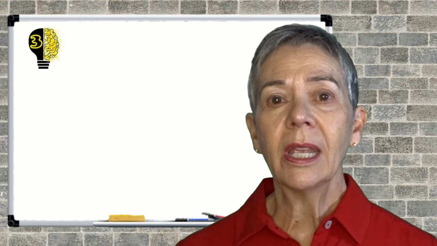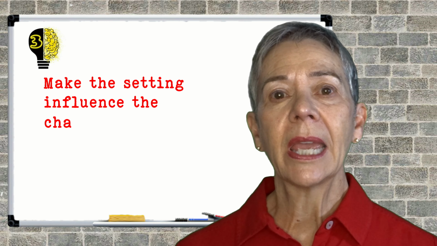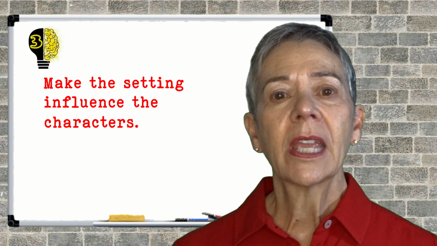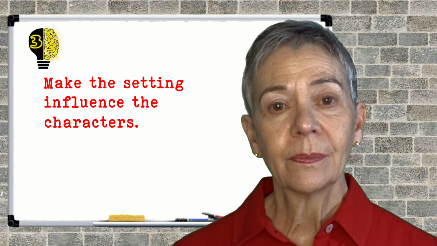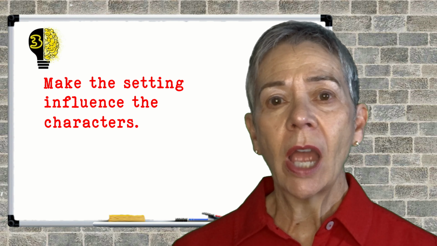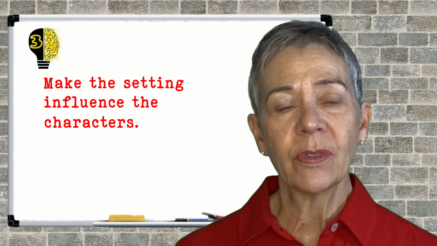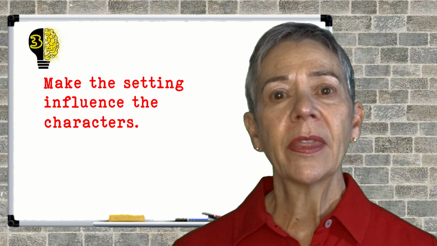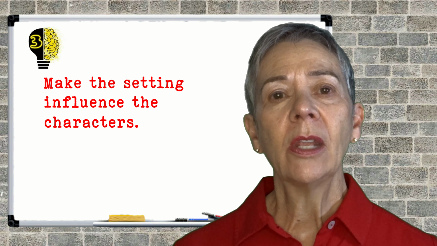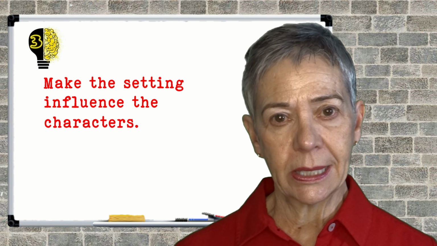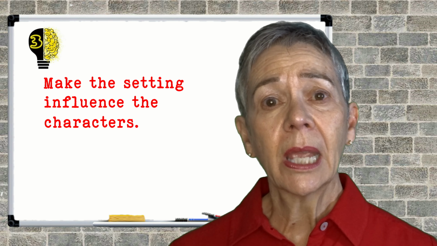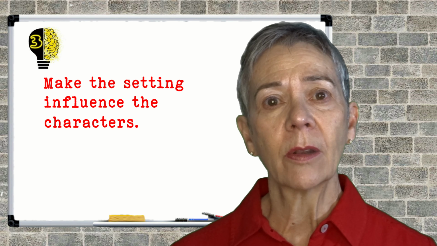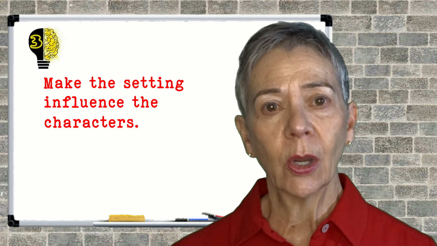Tip number 3, make the setting influence the characters. In any kind of a story, the characters influence one another. Aspects of their lives influence each other and themselves. The setting should influence the characters. What is it about the setting that the characters have to respond to in order for the story to take place? Does the setting impede the characters, or does the setting help them to achieve their goals? Those are the two aspects that are fundamental to affecting characters.